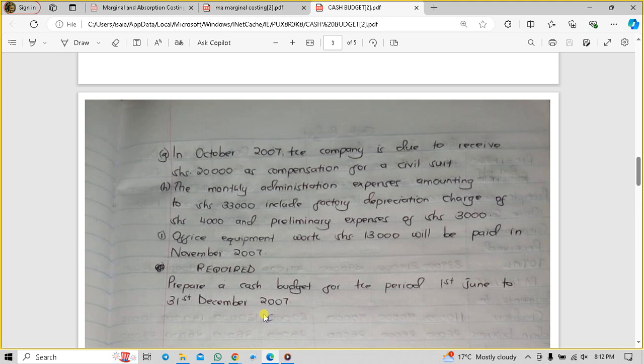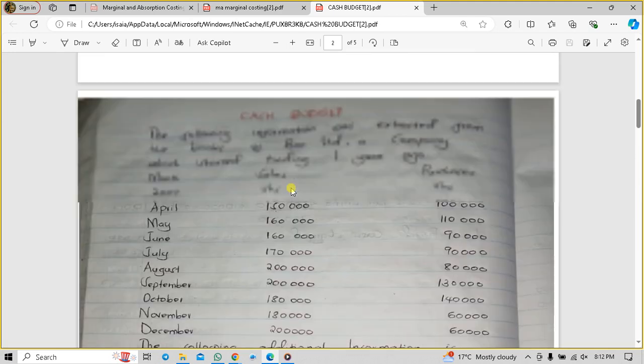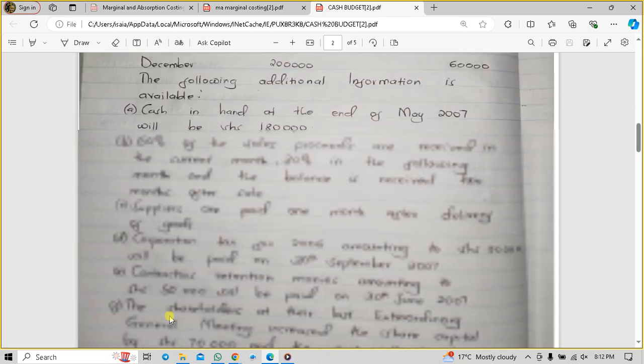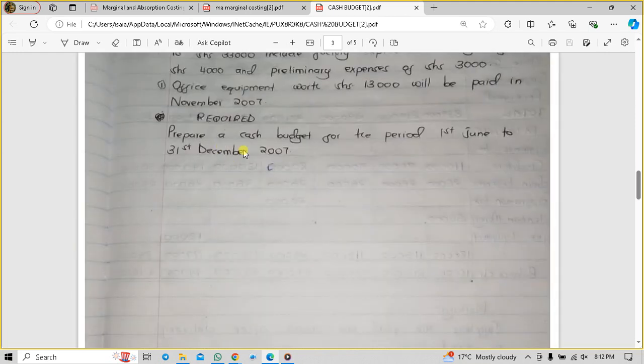So you're supposed to prepare a cash budget for the period of 1st June. As much as we have details for April and May, we are not supposed to prepare a cash budget for those months. We are starting from June to, is it November or December? December. So we are preparing a 6 months cash budget.